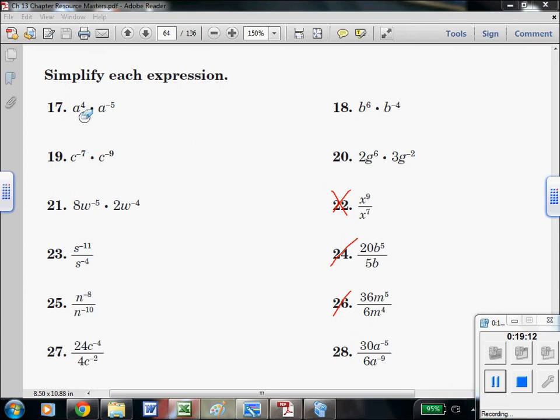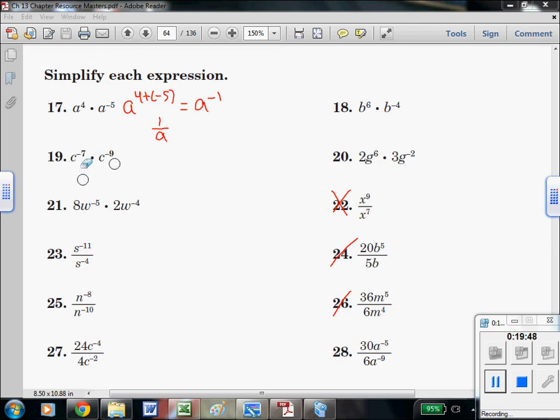All right, so now number 17, if we multiply those together, we have to add the exponents. So 4 plus negative 5. Well, 4 plus negative 5 means 4 minus 5, which is negative 1. So that means we have a to the negative 1 power. You could state that as your answer for number 17, or you could phrase your answer as 1 over a to the 1 power, or just 1 over a, since the 1 power just means a. This or this are equivalent things. They mean the same thing, so you can say this or this. That is fine.